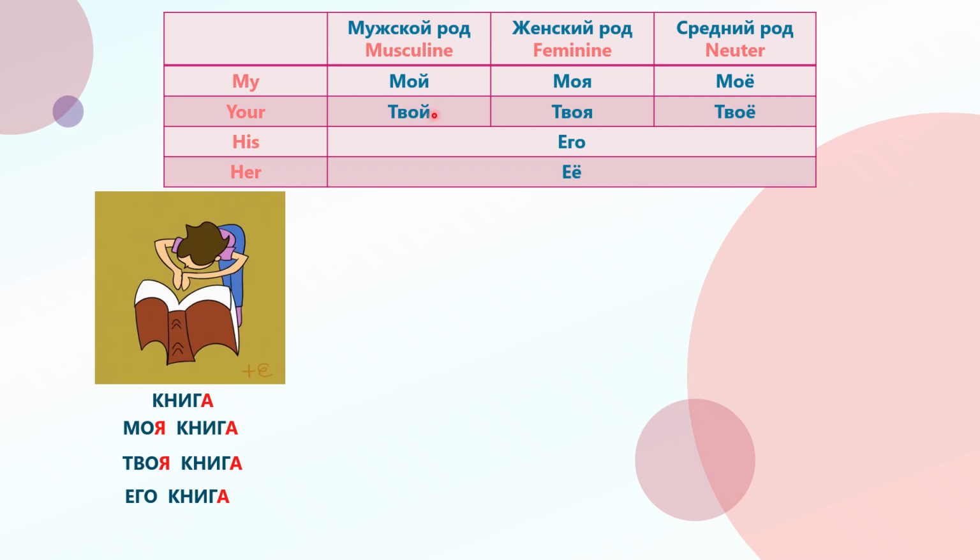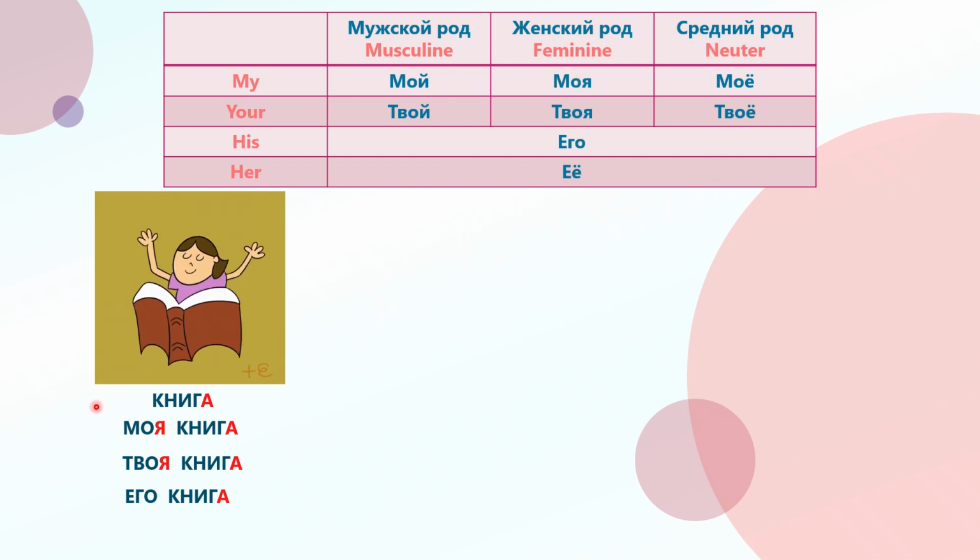So, й is a consonant, masculine. Я, ending for feminine. Ё, е, о for neuter. So in this case, your is used for singular or informal cases. His, его, her, её. Both of them are used for all genders, masculine, feminine, and neuter.